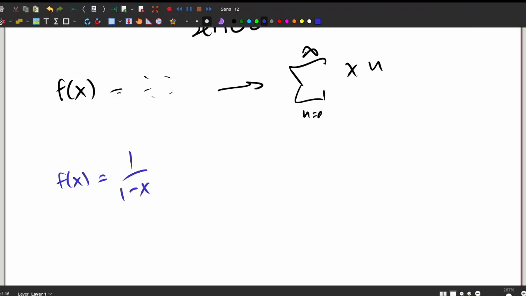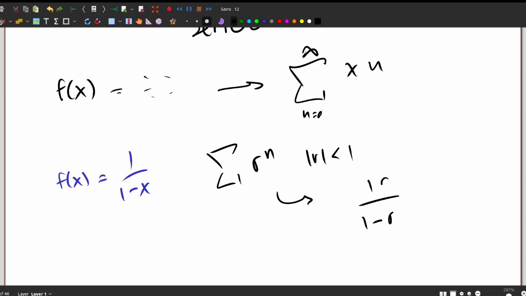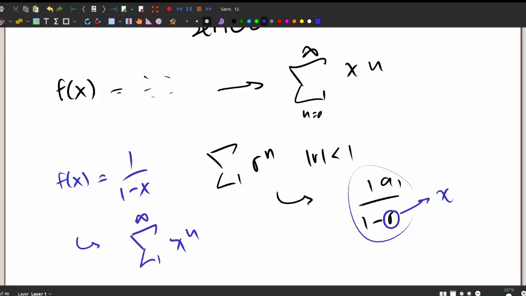minus x. Now, this exactly resembles the geometric series formula, where if I had a geometric sum of a geometric sequence r to the n, where the magnitude of r is less than 1, the infinite sum could be represented by 1 over 1 minus r, right? So this in itself can be a function where our common ratio r is equal to x. So if we were to write this as an infinite sum, it would simply be the infinite sum to infinity of x to the n.